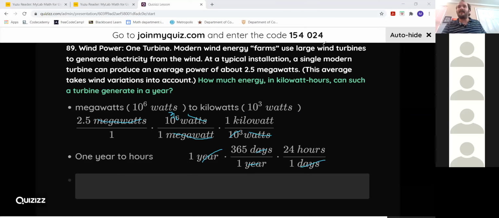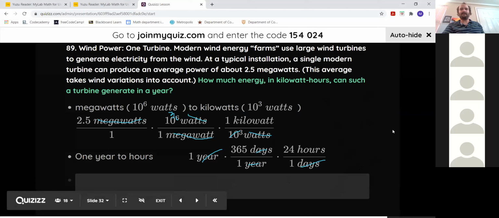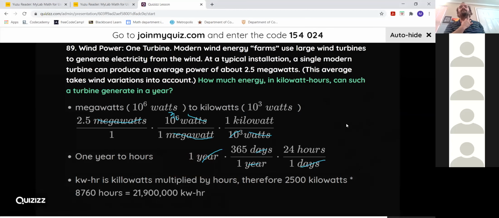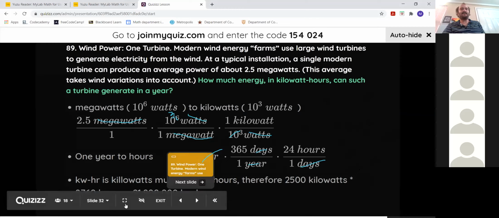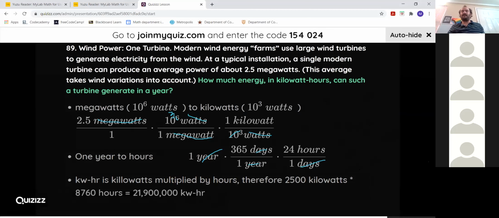But I multiply everything together, the number that I should be getting. Come on, bullet. When I multiply this top one, which is 2,500, by this bottom one, which is 8,760, I'm getting this ridiculously large 21,900,000 kilowatt hours. So this is how much energy a wind turbine is generating in a year.